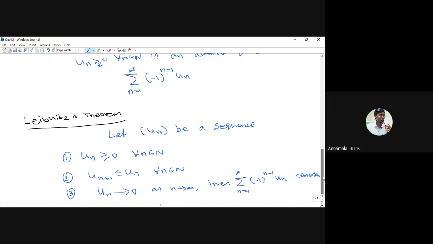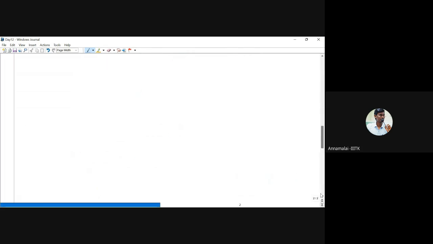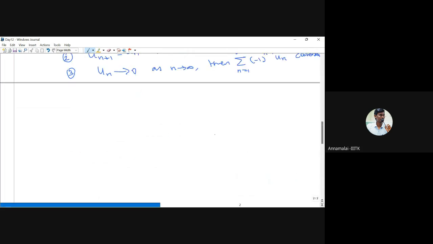Now we solve some problems to check whether some alternating series converge or not using this Leibniz theorem. So this is a very important theorem for alternating series. You can even say this is the only theorem we mostly use to check whether an alternating series converges or not. That is not if and only if, but this is the main theorem.